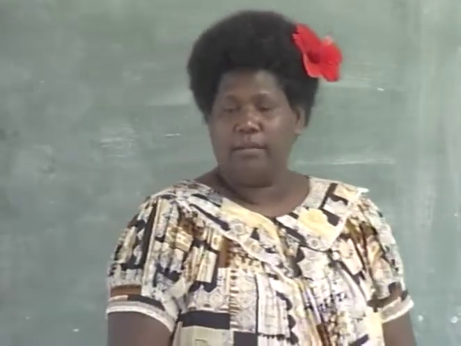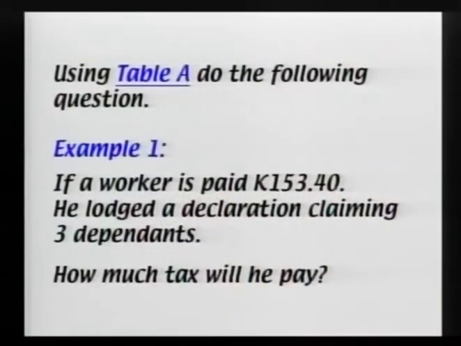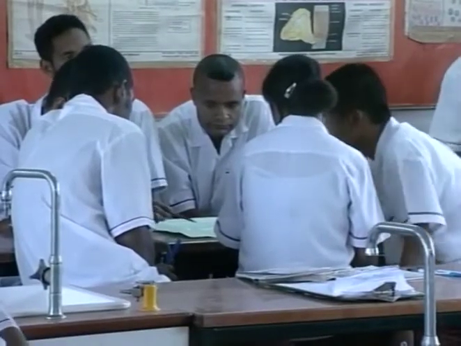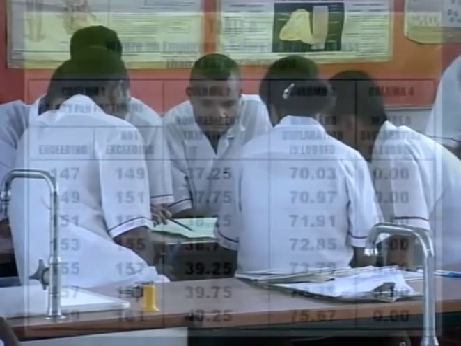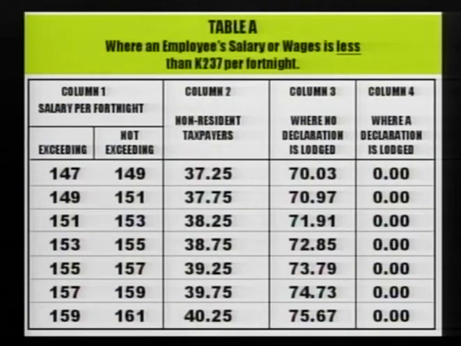Okay. Go down the table, still on table A. Sorry, you're now going to do an example first. Using table A, do this example. If a worker is paid 153 kina 40 toya, he lodged a declaration claiming 3 dependents. How much tax is he going to pay? Look at the table. The amount of money is 153 kina 40 toya. He lodges a declaration, which means he fills in a declaration form, and he says he's got 3 dependents. How much tax will he pay? If you found the answer, you have to put your hand up.